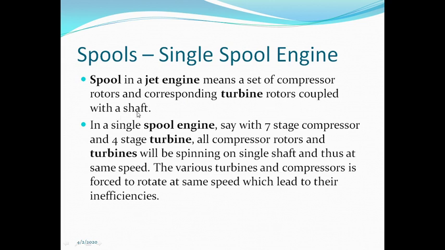So that means if the engine has only one shaft and all the rotating components are attached to that shaft, it is called a single spool engine. The problem here is that as all the components are mounted on a single shaft, the speed of all these components is the same. The RPM of all the compressor rotors and turbine rotors is the same. This is not really good for efficient running, but still some of the engines use the single spool.